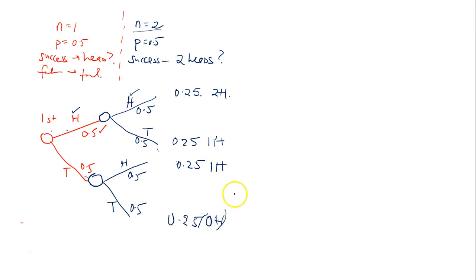Here I have no heads. Here I have one head. So the probability of getting two heads is 0.25. The probability of getting one head, it doesn't matter what order. You don't care if I got the head first or I got the head second. The point is that I got a head. So the probability is to add these two together, which is 0.5.